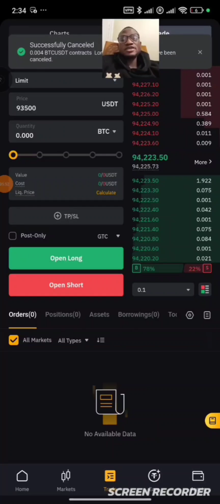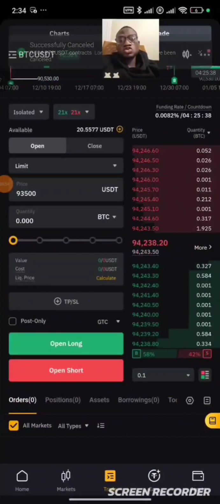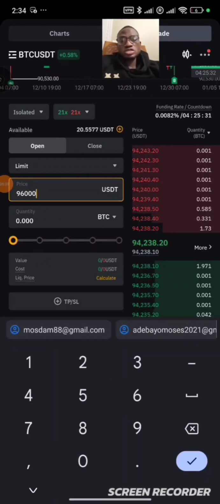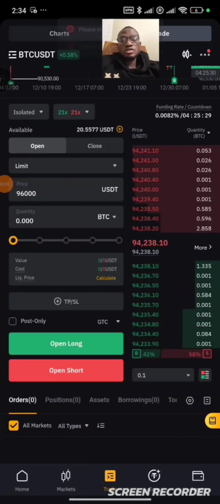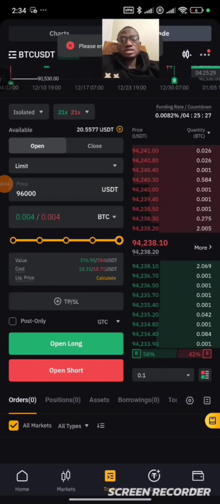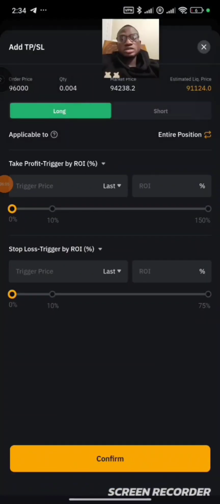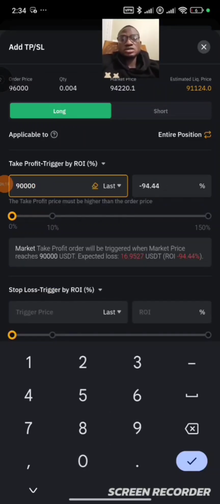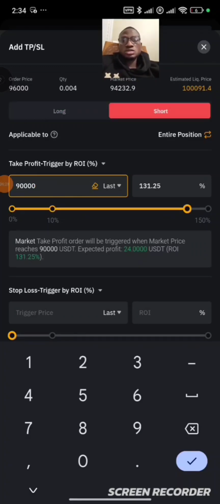Same thing applies to a shorting trade. The current price is 94. Maybe once price gets to 96,000, short it. I drag everything. Since I'm shorting, I'm expecting price to come down, so maybe I want my take profit to be when price gets to 90,000. Don't forget you are shorting, so you have to choose short, 90,000.